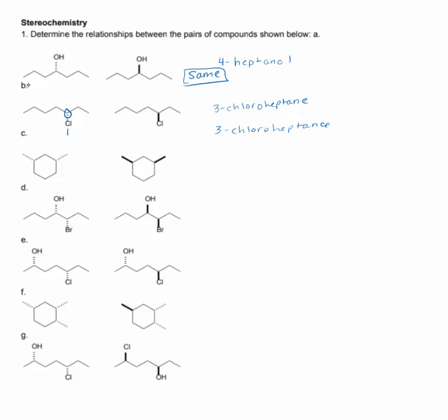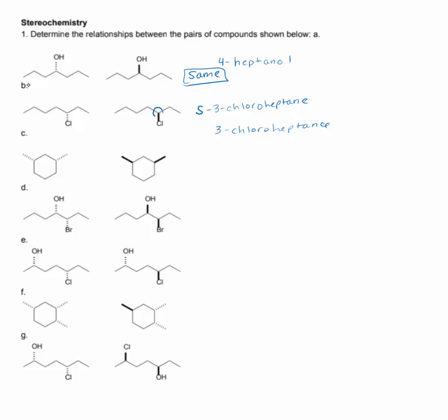Chlorine gets CIP priority number 1. It is a heteroatom. The left side of the molecule for this molecule gets 2, and then the right side, the ethyl group, gets 3. The H is implied and it's coming out towards us. So we are rotating clockwise with the H coming out towards us. That means the molecule on the left is an S-3-chloroheptane.